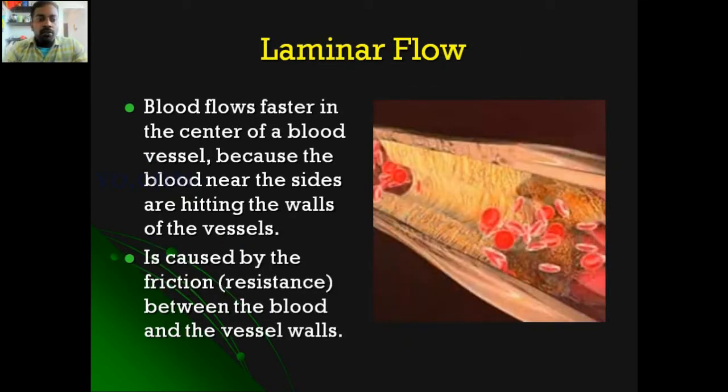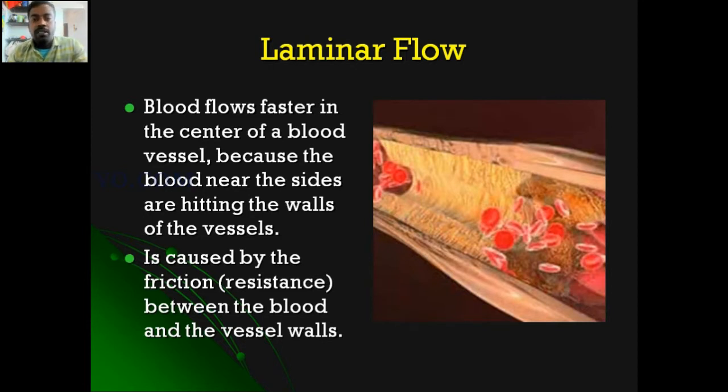What is laminar flow? Blood flows faster in the center of the blood vessels and very slowly in the outer area, near the walls of the blood vessels. Generally, when a river is flowing, the water speed is very high in the center, and at both edges the flow is much slower. The same concept applies, because the blood near the sides is hitting the walls of the vessels.